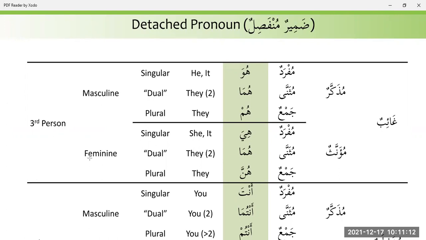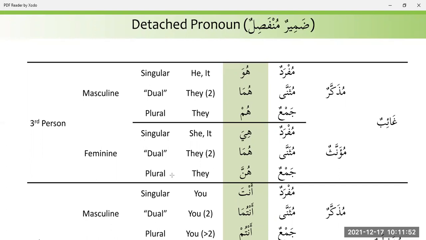Third person feminine singular, we use she or it. In Arabic, we call it ghaib muannas mufrad. Ghaib muannas mufrad, it is hiya. And for the feminine dual, they. In Arabic, ghaib muannas musanna, huma, they two women.